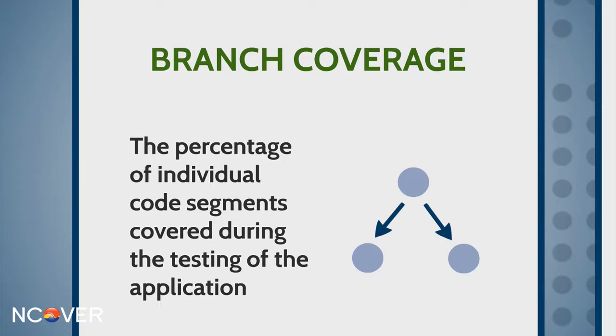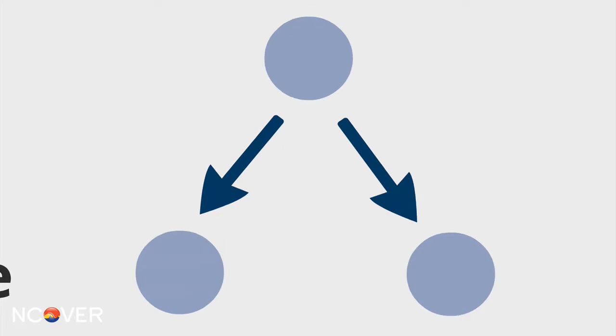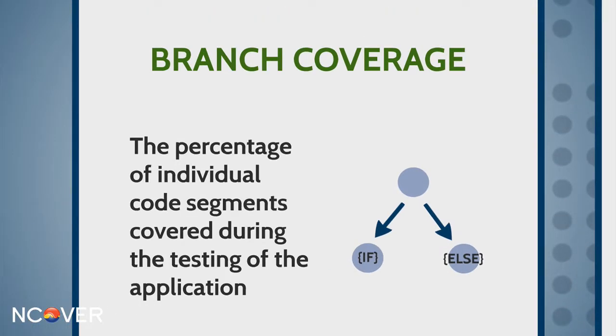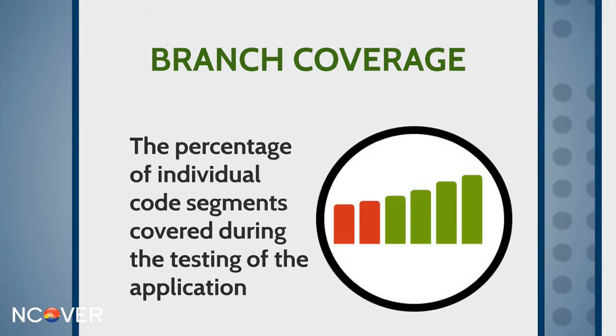And to use a simple analogy of an if-else statement, with branch coverage, one condition or one branch is if a condition is met, and the other is if it's not met. And you'll always see branch coverage represented in NCover with the green and the red bars. And the color coding is very simple. Green means you've met the threshold that you've set. Red means that you've not met the threshold.